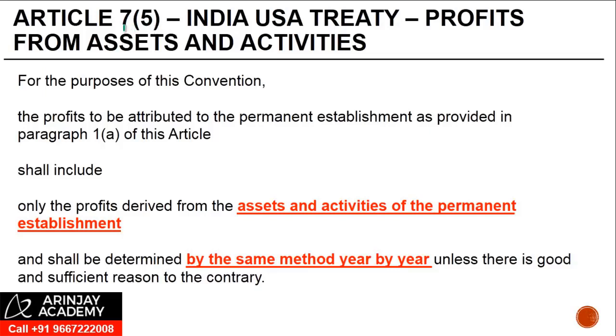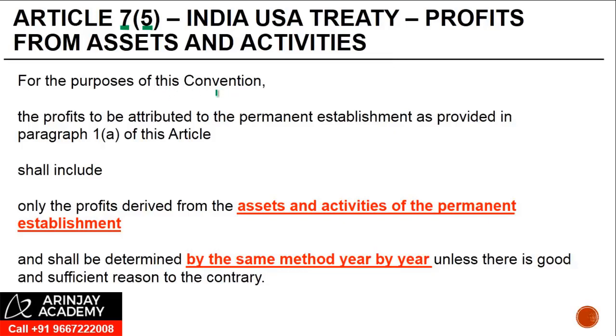Let us look at Article 7, Paragraph 5 of the India-USA Treaty. This clause basically shrinks the amount of profits, or makes it precise as to what profits can be taxed in India or USA, whichever is the source state, by pinning down very properly which profits are taxable or which profits are attributable to the PE.